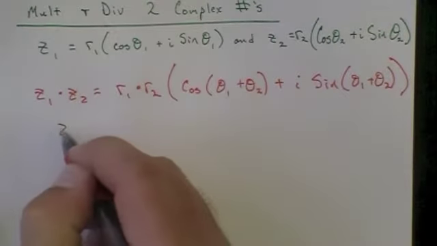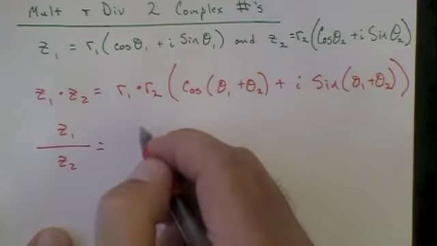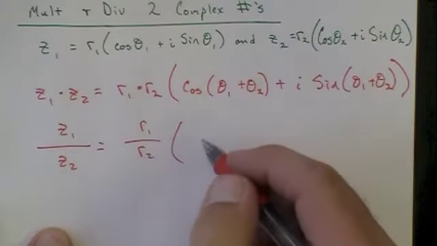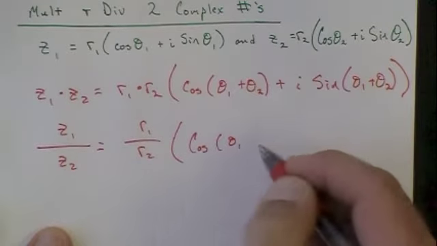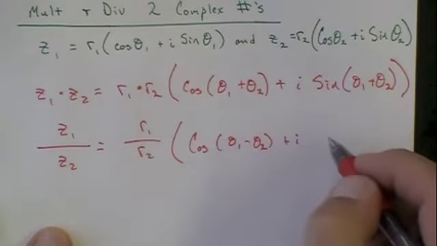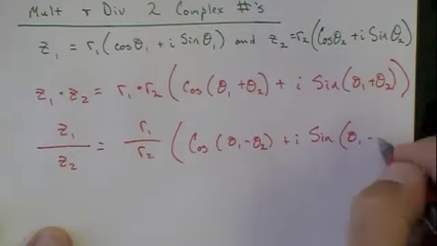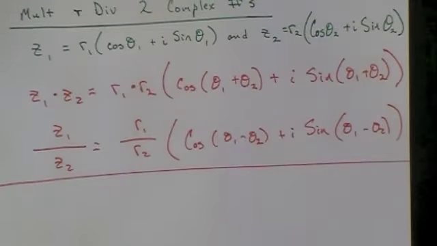As far as dividing, if I have z1 divided by z2, we're going to divide the two radii, and then we're going to subtract the angles. So I'll take theta 1 minus theta 2, and same over here with our sine value, theta 1 minus theta 2. So next I'll give you a couple of complex numbers, and we're going to multiply and divide.